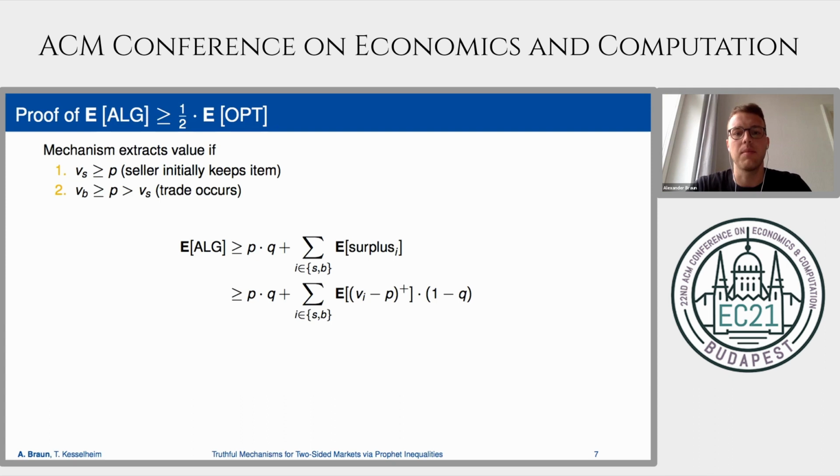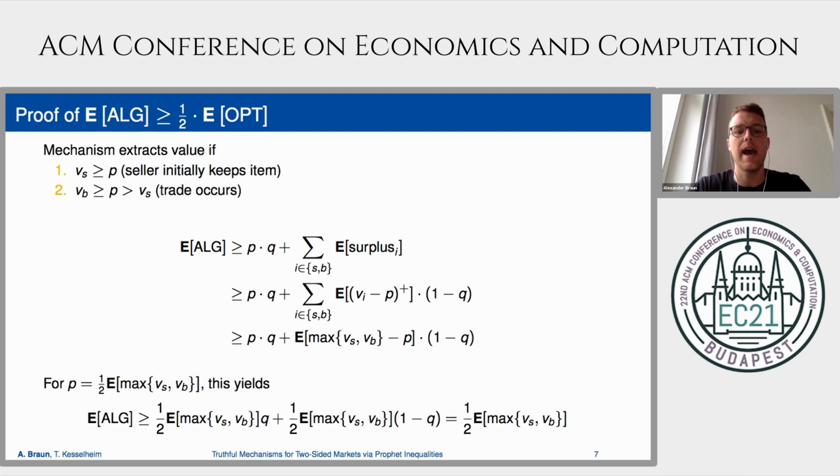Now we can use that the sum can be lower bounded by its maximum. And now we just plug in our definition of the price. So the price was set to be half of the expected optimum. And hence, we result in a social welfare which is a half times the expected optimum times Q plus a half times the expected optimum times 1 minus Q, which nicely combines to a half times the expected optimum, showing that this is a 1/2 approximation.